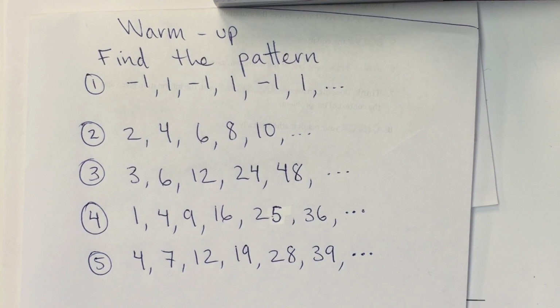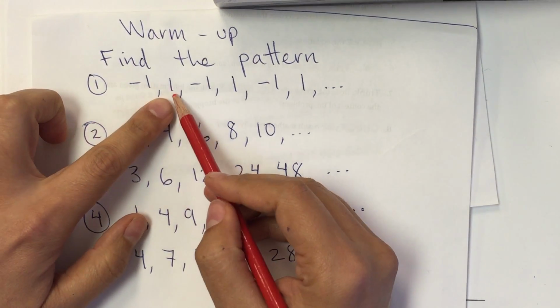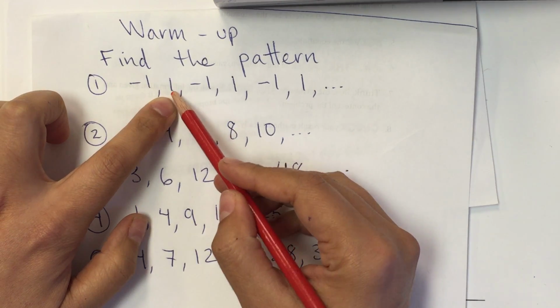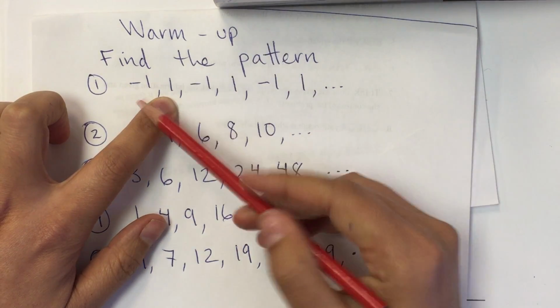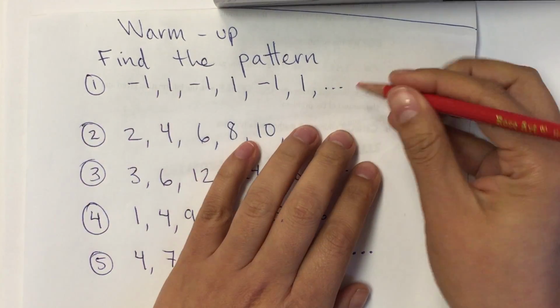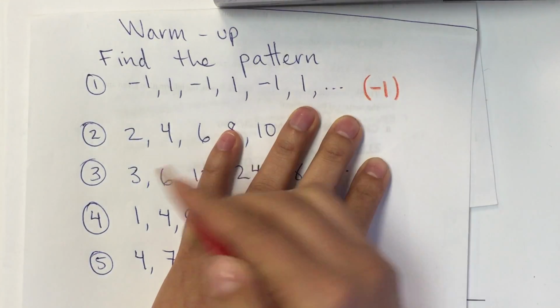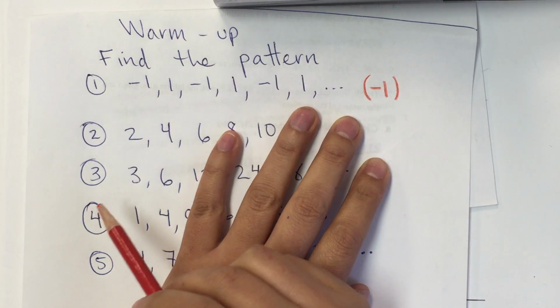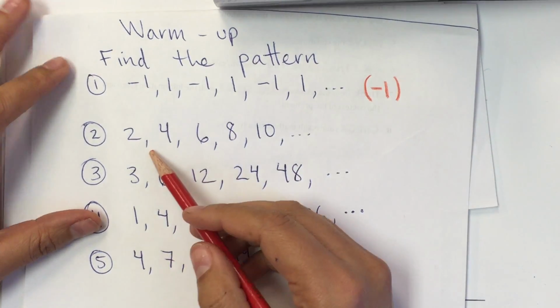Okay, find the pattern. What is the pattern in the first one? If we notice, it goes from -1 to 1. So what do I have to do? Some people would say add 2, but then it goes from 1 to -1, so we don't add 2. There are different ways to figure it out, but basically we multiply by -1. Some people would say add 2, subtract 2, add 2, subtract 2. Okay, so both would work.